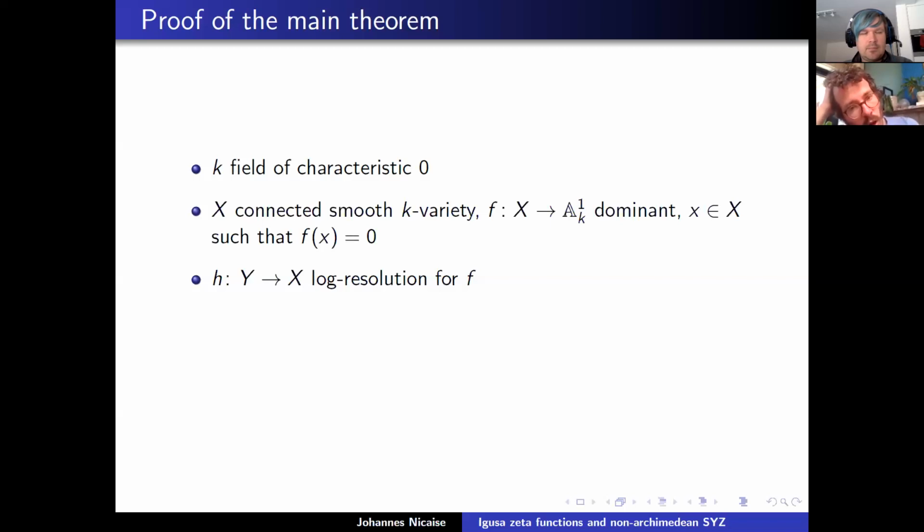And so we take a log resolution for F, h. So this is the type of resolution of singularities that we've considered before. This means that h is proper and birational, Y is smooth. We assume that h is an isomorphism away from the zero locus of F. And we assume that the inverse image of the zero locus of F is a strict normal crossings divisor on Y. By embedded resolution of singularities, such a morphism h always exists.